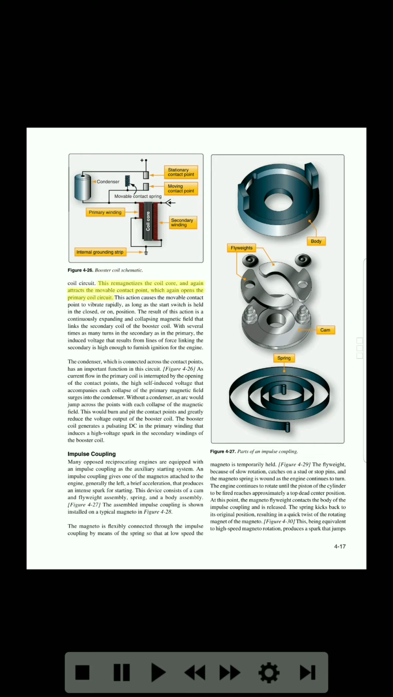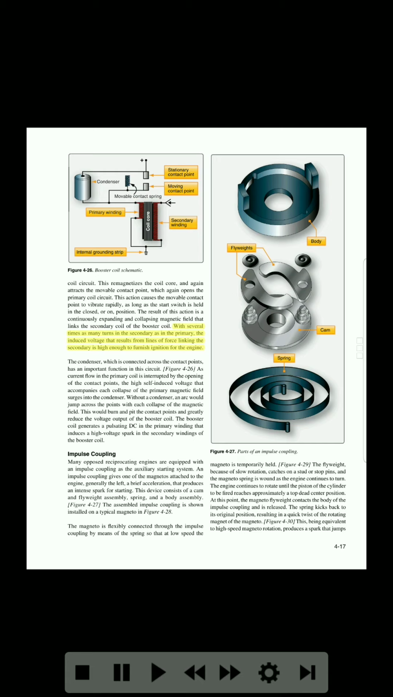This remagnetizes the coil core, and again attracts the movable contact point, which again opens the primary coil circuit. This action causes the movable contact point to vibrate rapidly, as long as the start switch is held in the closed, or on, position. The result of this action is a continuously expanding and collapsing magnetic field that links the secondary coil of the booster coil, with several times as many turns in the secondary as in the primary.